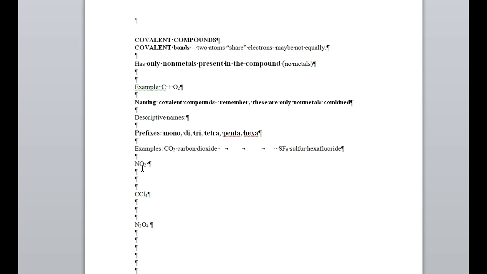No, you have to have nitrogen. Nitrogen dioxide. Okay, and remember, if the first element of the compound is single, we don't put mono in front of it. Like, if it was N2, it would be dinitrogen. That would be correct. Nitrogen dioxide for this first one.